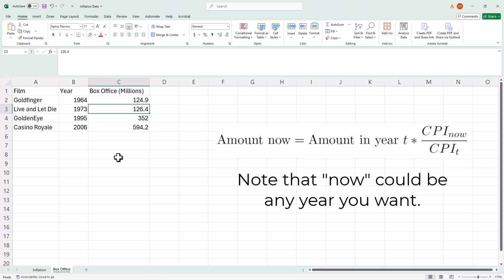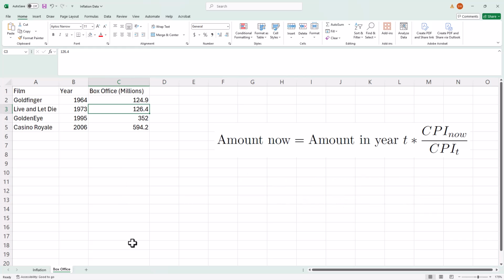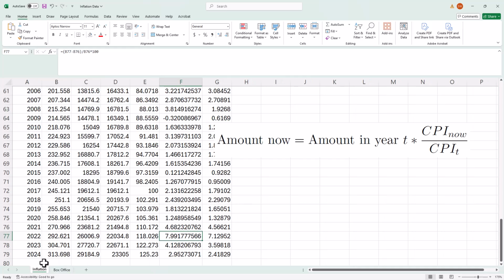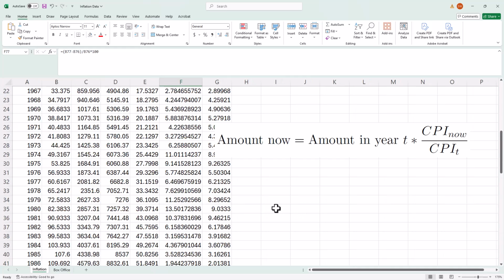dollars. The formula that we use can be used to convert amounts of money to any year's dollars, but the most common thing is to convert them to the current year. We're going to need that, and then we're going to need the CPI from those individual years, 1964, 1973, 1995, and 2006. So I'm going to go back to our first tab here and find all four of those years.